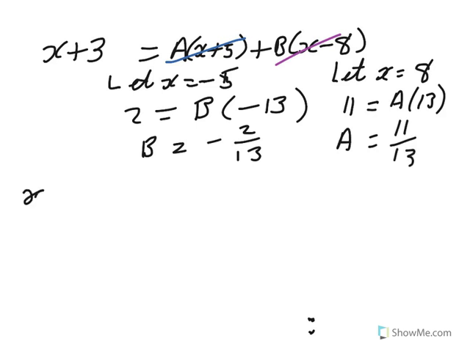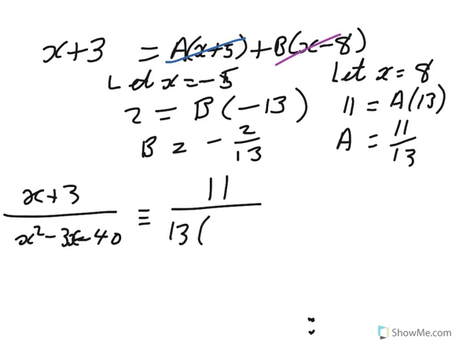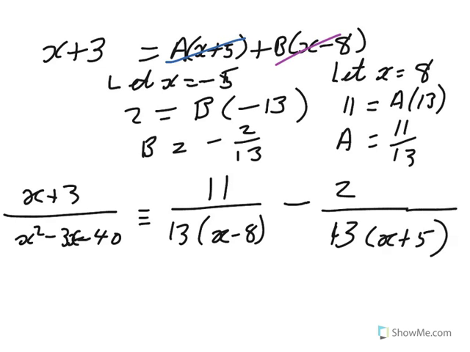So if we go back to what we started with, x plus 3 over x squared minus 3x minus 40 is equivalent to A, which is 11 over 13, over x minus 8, plus B, and B is negative 2 over 13, over x plus 5. And there is our final answer.